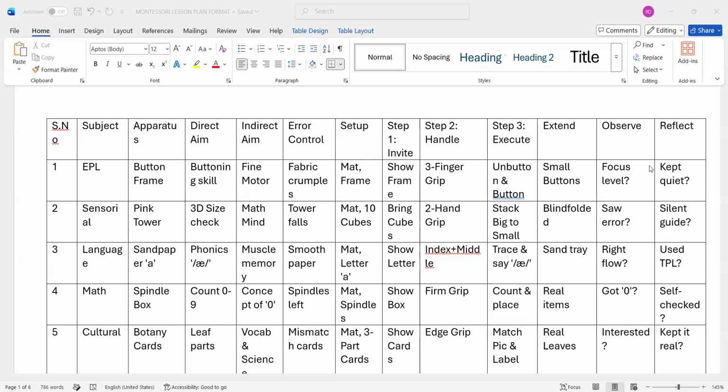Next, error control. Error control means if the child is not able to do it for any reason, how you have to control that error. See, many times when the child is dressing or undressing by himself or herself, small children are not able to unbutton the collar button because it's very hard. The fabric of the collar is hard. Till the child reaches class 1 or 2, it becomes a little difficult if the fine motor skill is not proper, isn't it?